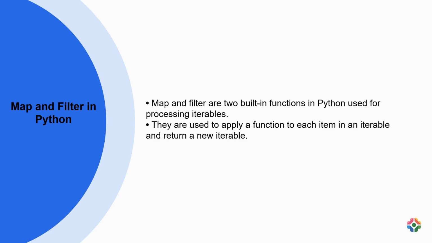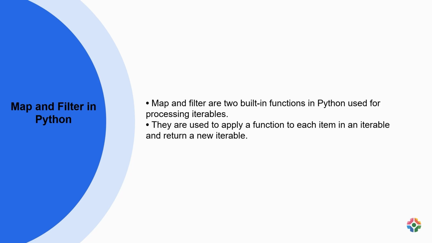Definition: the map function applies a specified function to every item in an iterable, returning a new iterable with the results. The filter function evaluates a specific function on each item in an iterable, returning a new iterable with only the items that pass the function's criteria.